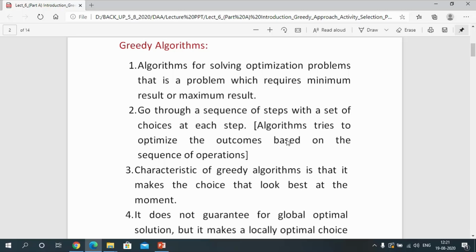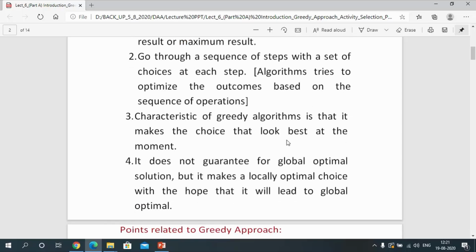The characteristic of a greedy algorithm is that it makes the choice that looks best at the moment. That means at every step it is choosing the best without considering the future aspect. It may be possible that the choice which you have chosen at this point may be left at a later stage. It does not guarantee a globally optimal solution, but it makes a locally optimal choice with the hope that it will lead to the global optimal solution.